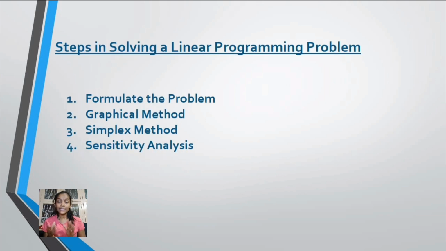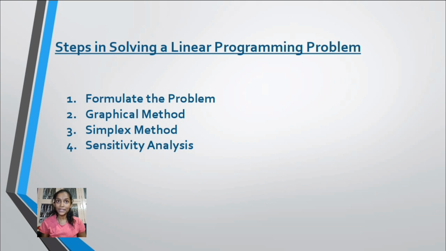The next topic is the steps in solving linear programming problems. The first step is to formulate the problem. It means define the objective function, decision variables and constraints clearly. The second is the graphical method. For 2-variable problems, plot the constraints on a graph, identify the feasible region and find the corner points. Evaluate the objective function at each corner point to find the optimal solution.